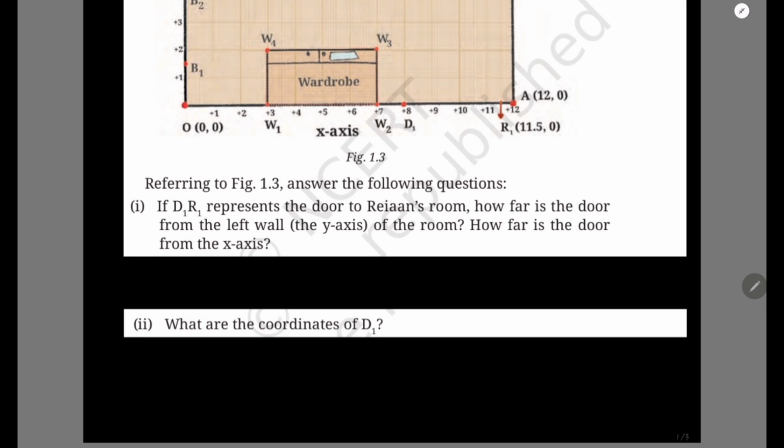Continuation question: how far is the door from the x axis? Actually, the door lies on the x axis. This is the x axis. This D1 R1 is the door. So the door lies on the x axis. So how far is the door from the x axis? The answer for this question is 0.